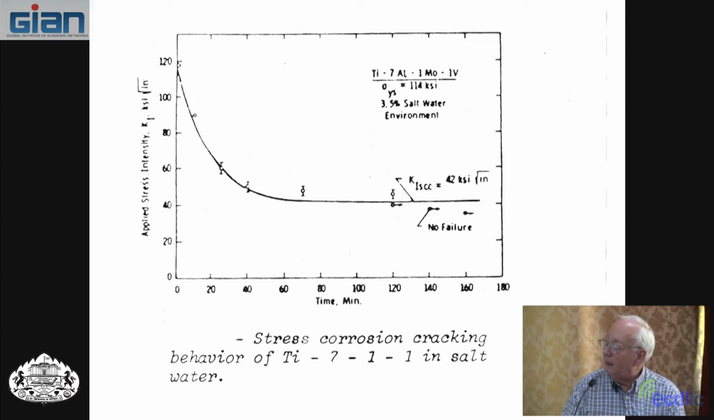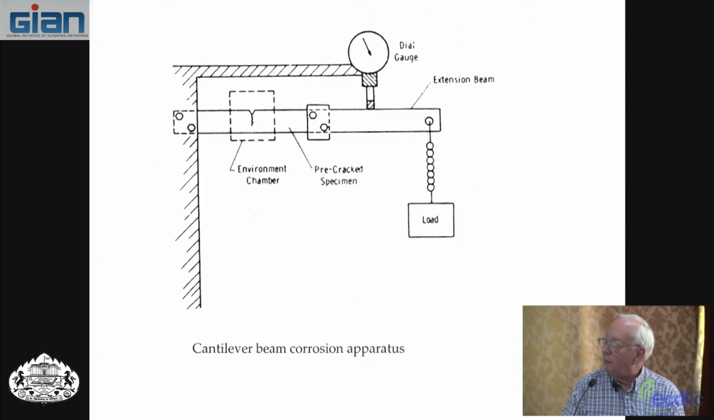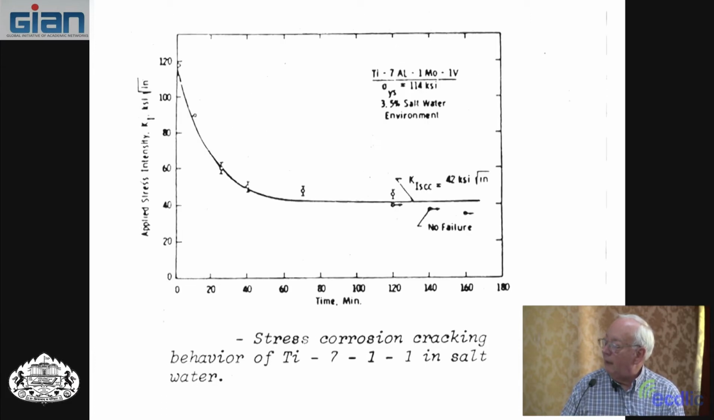In this case, they loaded specimens, probably using this apparatus, then waited some time and looked for failure. You can see that the time they waited is on the order of a couple hours at the most. Where they got no failure, which is what these little arrows show, those K values had no failure. The K values above that had failure, so they drew a line below that and called it the K1SCC, or the threshold value: if you stay below that, you won't get crack growth in the environment.